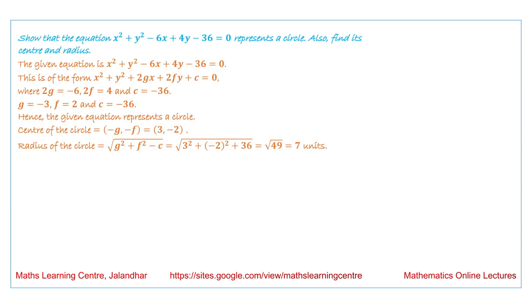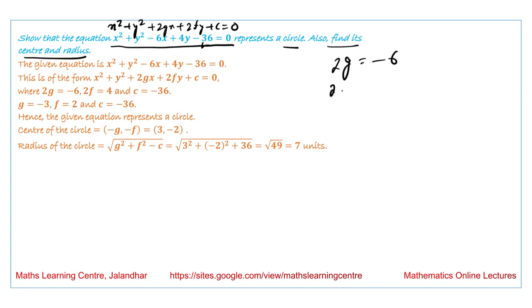So based upon this, we have the following problems. First is, show that this equation represents a circle. Also find its center and the radius. So if we compare this with the standard form x square plus y square plus 2gx plus 2fy plus c is equal to 0, we obtain 2g is minus 6, 2f is 4, and c is equal to minus 36. So this implies g is equal to minus 3, f is equal to 2, and c is equal to minus 36.